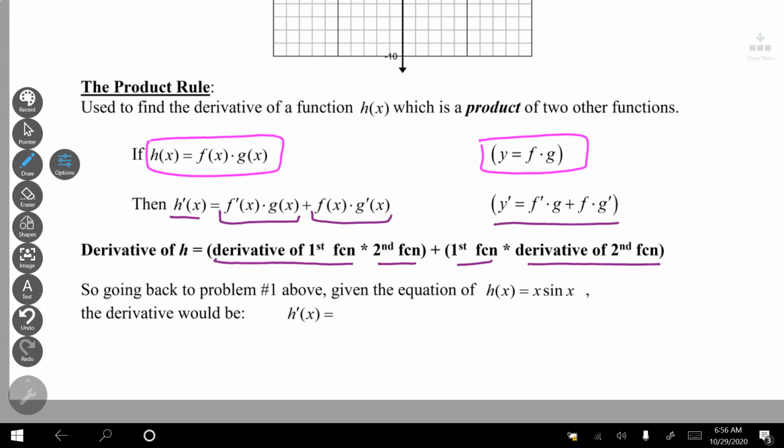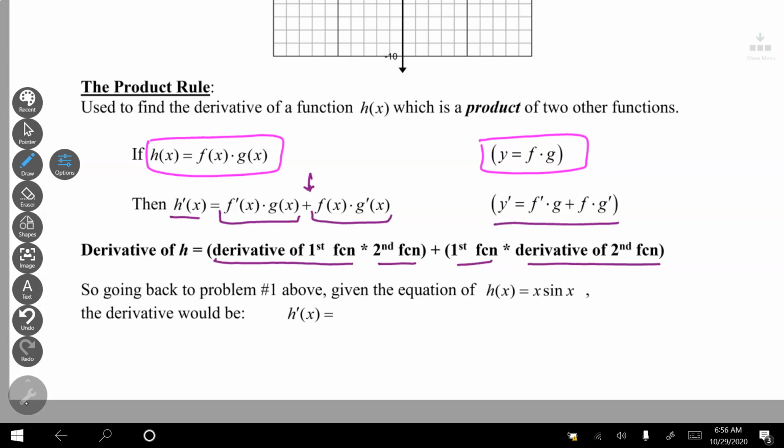The key to this is that we have a derivative times a function plus a function times the derivative. And you could reverse the order because it's just multiplication and addition, and it doesn't care the order that you do things.